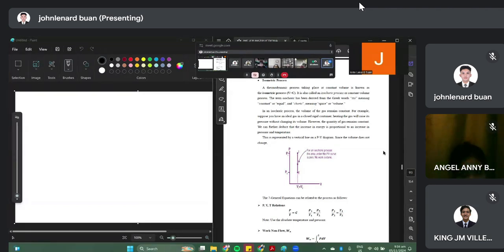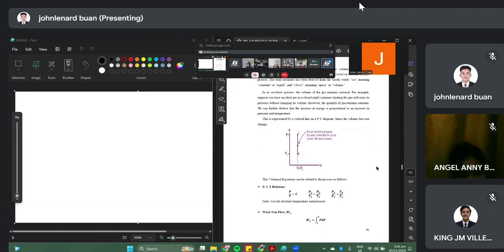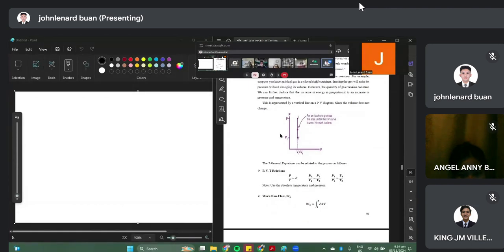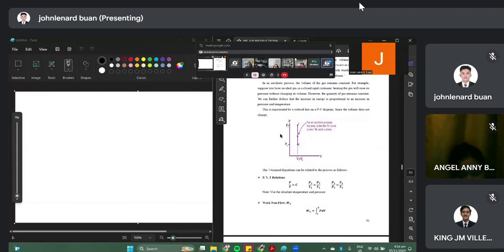Okay? So in a PV diagram, this is how the isochoric process looks when plotted. Okay po? It shows a vertical line, compared to our isobaric process, where we have a horizontal line. This one is a vertical line in a PV diagram. Okay? So for an isochoric process, the area under the PV curve is 0. So ibig sabihin, there's no work done.